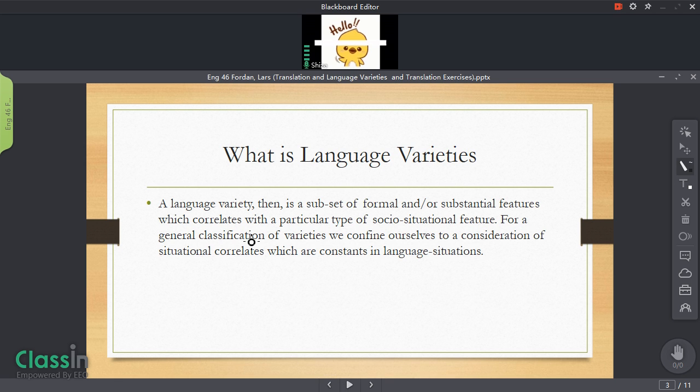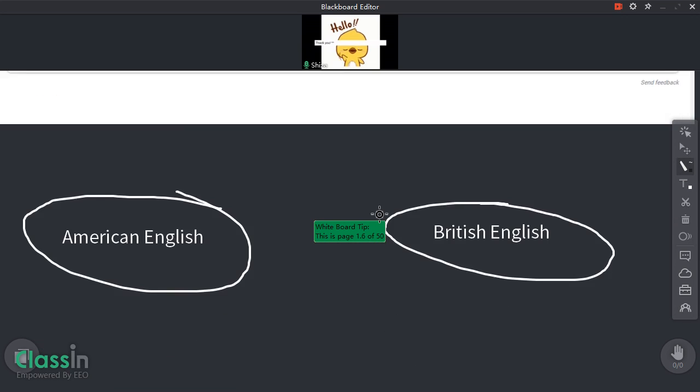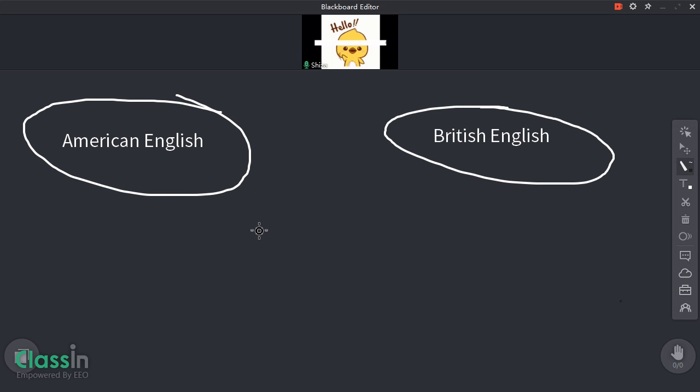What is a language variety? A language variety is a subset of formal or substantial features which correlates with a particular type of social situational feature. For example, we have American English and British English. These two are the two types of language variety. In American English, they use the word pants, while for British English, they use the word trousers.